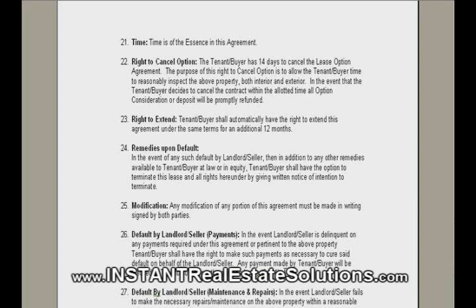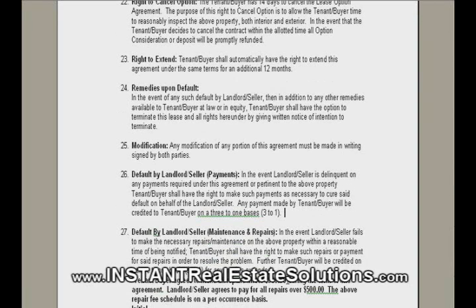Seller, any payment made by tenant buyer will be credited to tenant buyer on a 3-to-1 basis. Basically, if you didn't make $100 in property taxes payment, and they don't want that tax to fall into default, and your tenant goes to the office and actually pays $100, you're going to owe them $300. Okay, so make sure you make your payments on time.